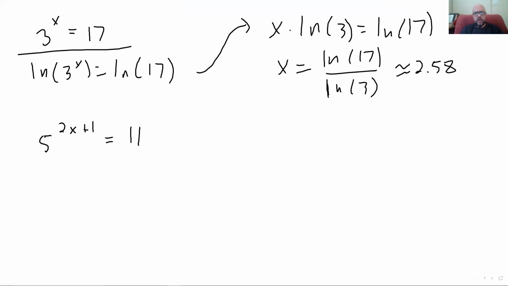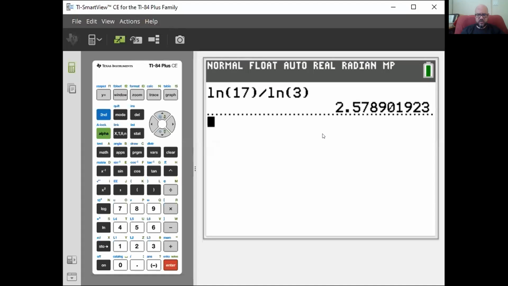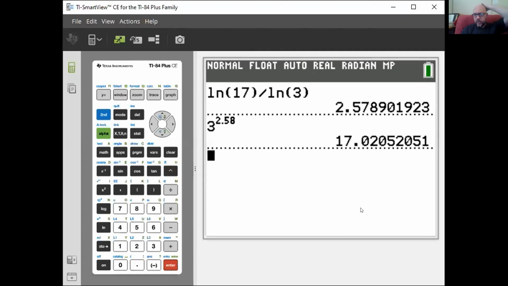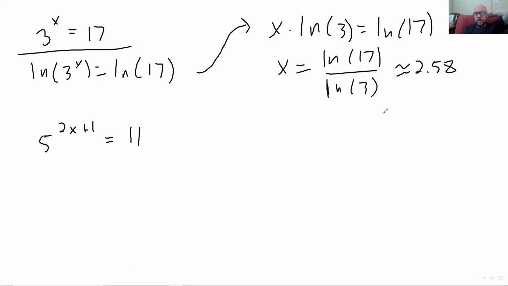We can check that, right? I can do 3 to the power of 2.58 and see what we get. Hopefully it is around 17. I rounded up, so it should be a little bit high. So we got 3 to the power of 2.58. Yeah, it's a little bit high, right? But this is clearly right. Yeah, there you go. That's how you solve these. There's not a lot more to it than that.